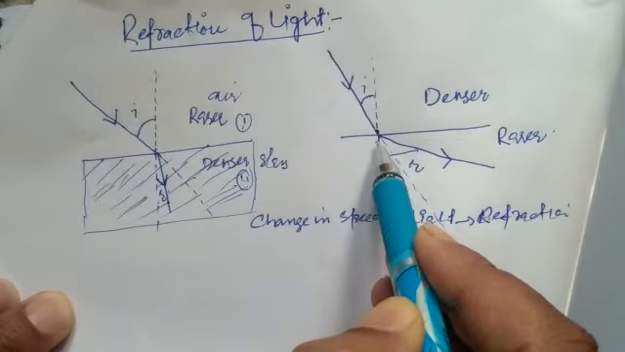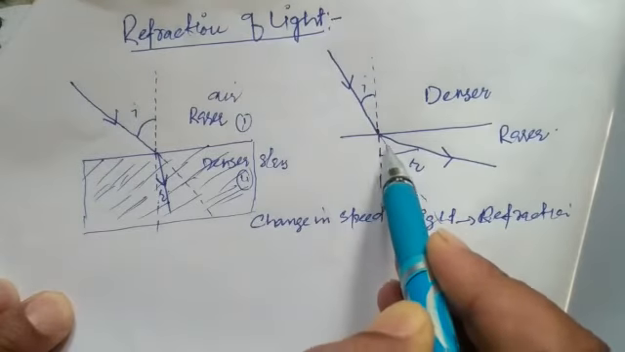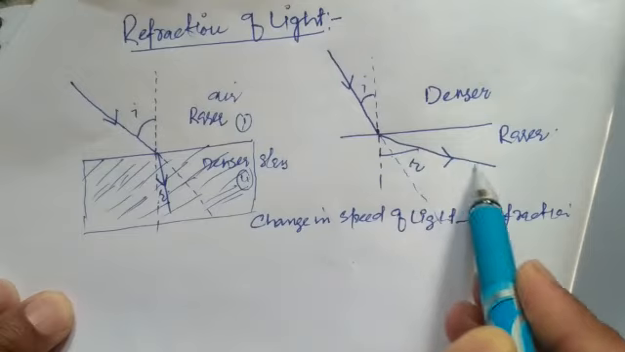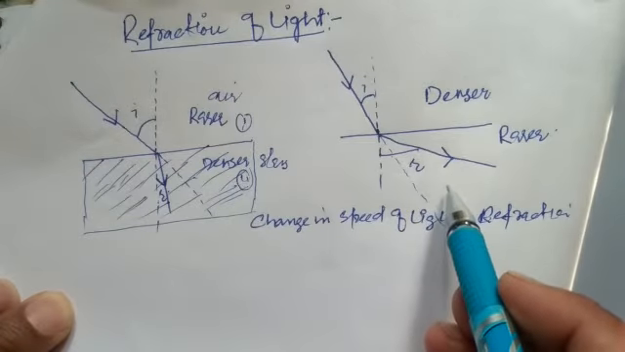As the ray of light touches the interface and goes to another medium, it moves away from the normal. Why? Because there is an increase in the speed of light. That implies that this medium is the rarer medium.